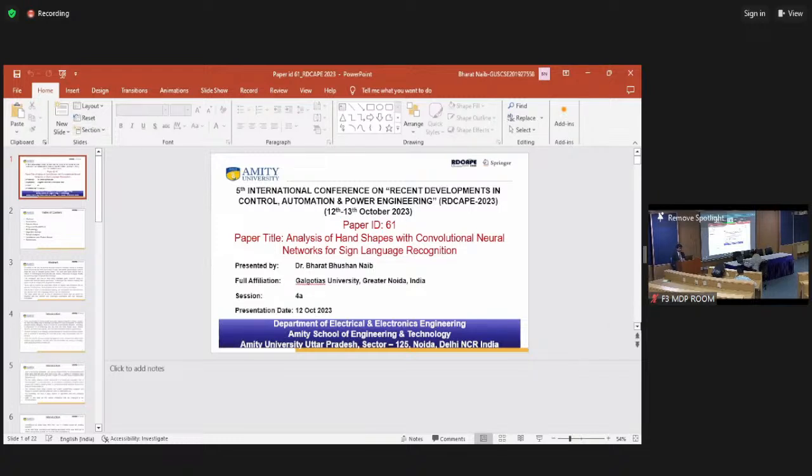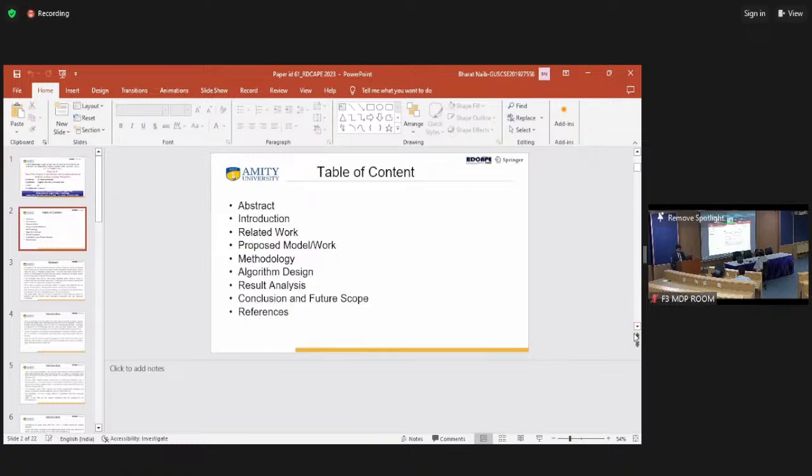The title of my paper is analysis of hand shapes with convolutional neural networks for sign language recognition.